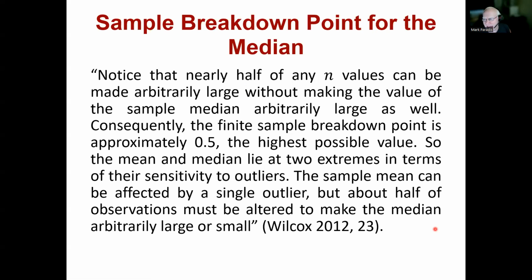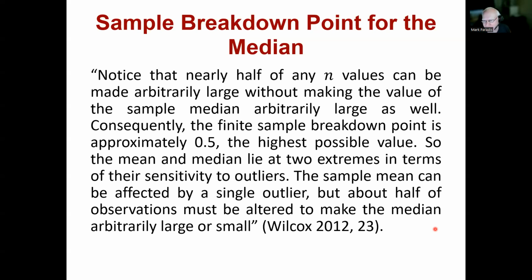So notice that nearly half of the values can be made arbitrarily large without making the value of the sample median arbitrarily large as well. Consequently, the finite sample breakdown point is approximately 0.5, the highest possible value. So about half of the values would have to be outliers, arbitrarily large or arbitrarily small, to affect the median. And that's extremely high. Like if half your data set's an outlier, then it's hard to necessarily call them outliers.